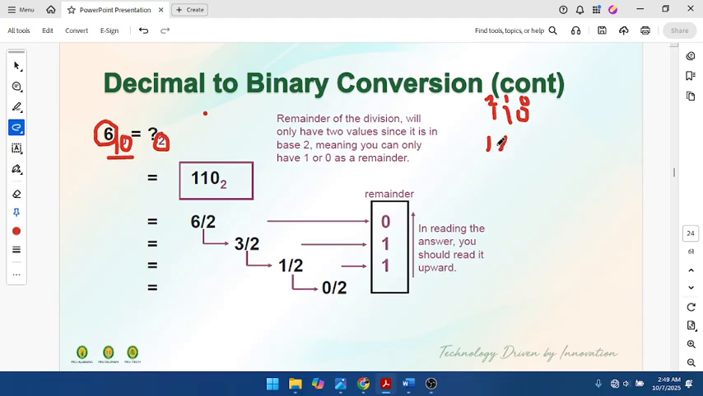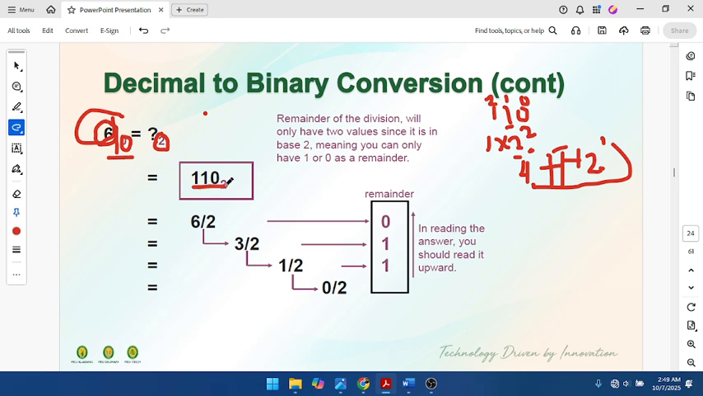1 times 2 base 2. So, 1 times 2, 2 times 2, we have 4. Then, ito naman, 1 times 2, that is equals to 2. Then, we have 4 plus 2, we have 6. Okay? So, 6 base 10. So, ang answer po natin dito is 110 base 2.